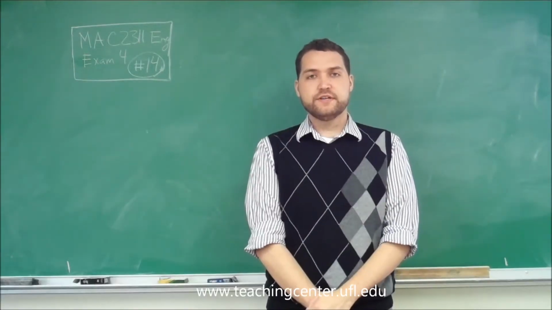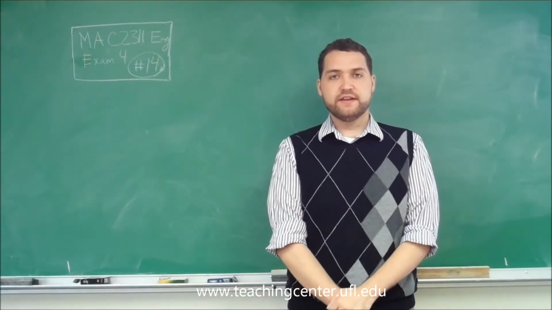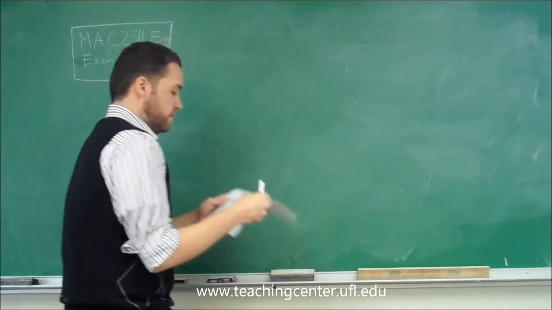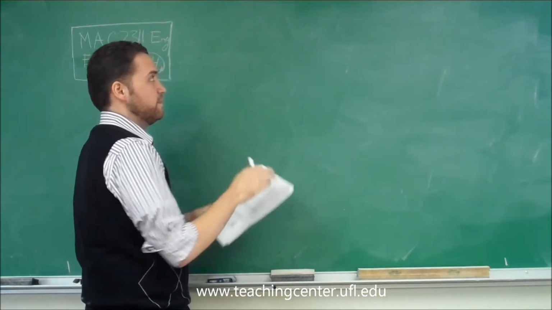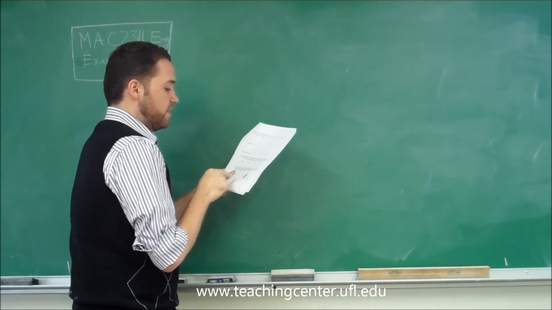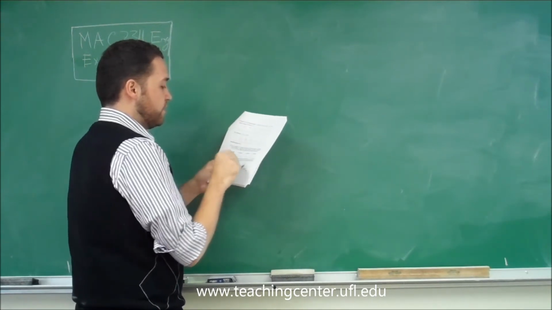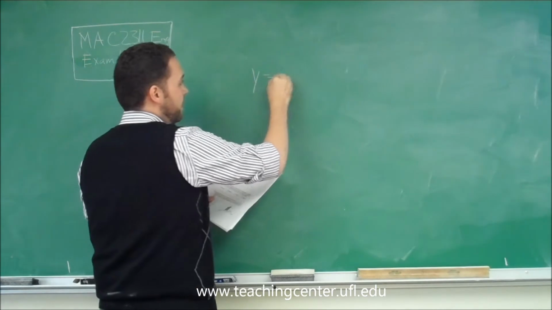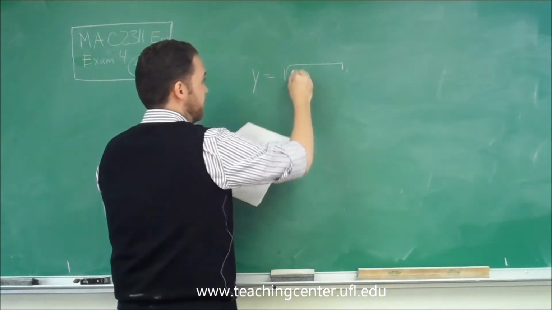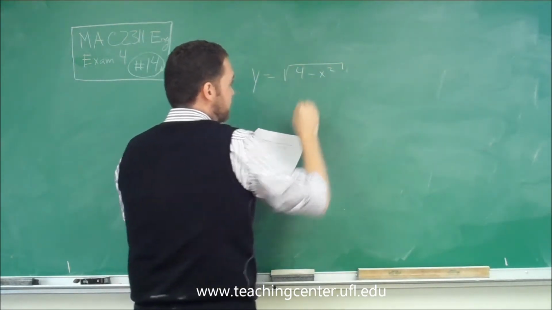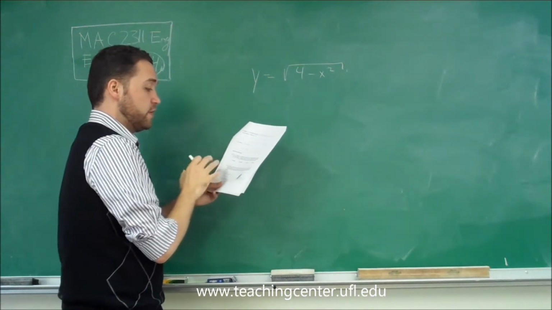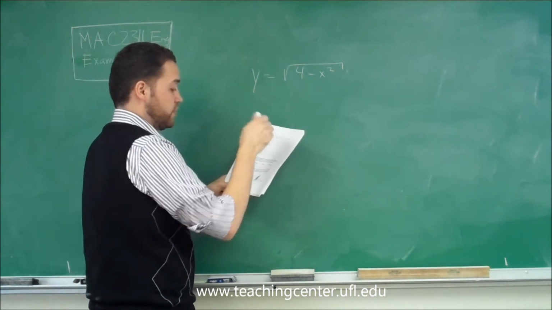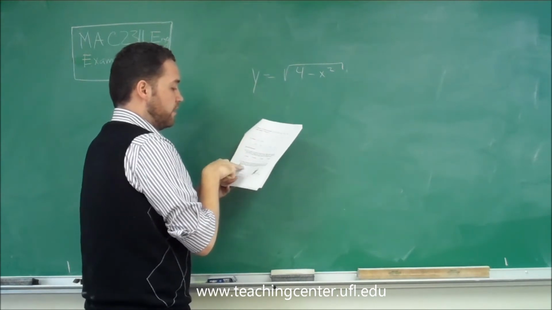Math 2311 for engineers, exam number 4, problem number 14. In this question, they give you the graph. I'm not going to even attempt to draw it. But they say that you have a circle of the equation y equals the square root of 4 minus x squared. And they want you to find the volume of that quarter circle, so it's just in that one quadrant.